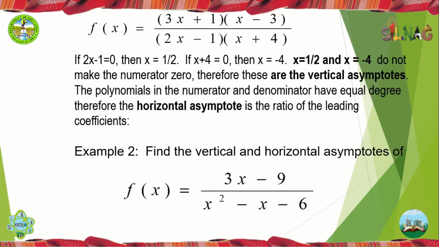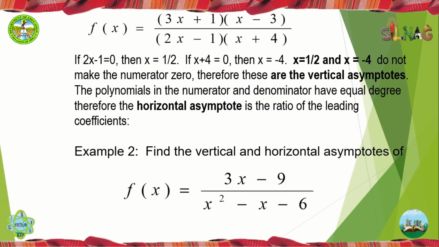So the final factors now of the numerator and the denominator are, at the numerator, we cancel 3 and 3. So what is left now is the product of 3x plus 1 and x minus 3. Then at the denominator, we cancel 2 and 2. So what is left now is the product of 2x minus 1 and x plus 4.